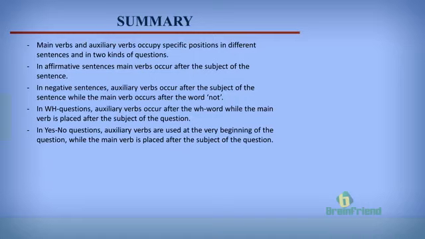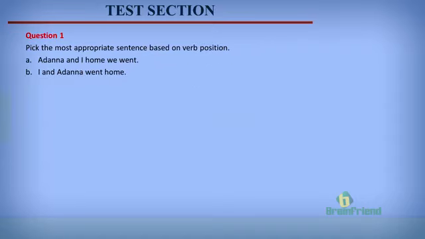And we said, in WH questions, auxiliary verbs occur after the WH word while the main verb is placed after the subject of the question. And lastly, we learned that in yes-no questions, auxiliary verbs are used at the very beginning of the question, while the main verb is placed after the subject of the question. Now let's move to our test section.